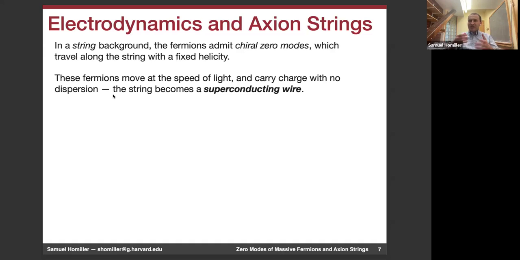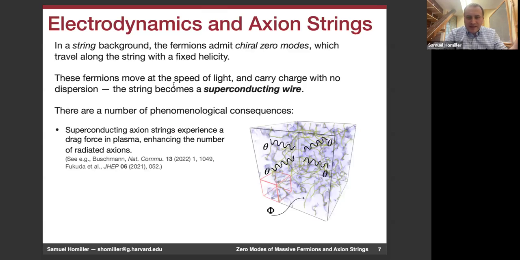And so the string essentially becomes a superconducting wire. It has charge carriers that lie on the string. There's no dispersion, and so if you put this thing into an electric field, it's just going to build up a current linearly, and there's no resistance. They really are just superconductors. Okay. And this has a bunch of interesting phenomenological consequences. Even though this fact that axion strings are superconducting has been known for 40 years, there's been a lot of revisiting in just the last few years about how this can influence phenomenology.